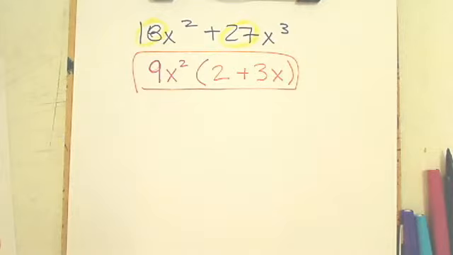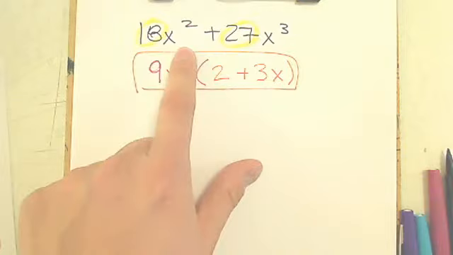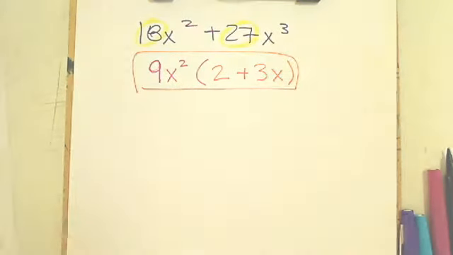I check it really quickly. 9 times 2 is 18. X squared times 1 is x squared. 9 times 3 is 27. X squared times x is x cubed. I know it's correct. You can never miss these problems, ever.